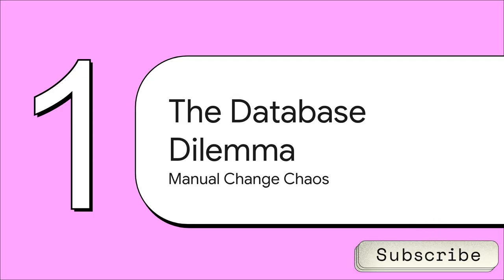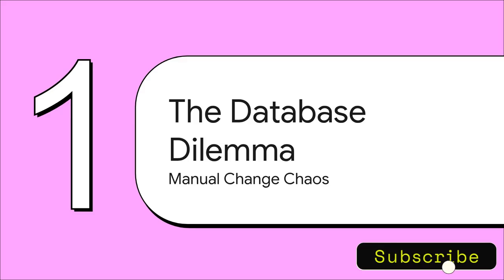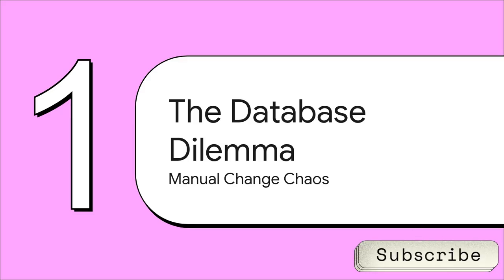So, let's talk about the big problem here. And if you've ever been on a software team, you know this pain. A new feature needs a database change. An alter table over here, maybe a new index over there. How in the world do you make sure that exact change gets applied correctly, everywhere, from your own laptop to the QA server and all the way to production?